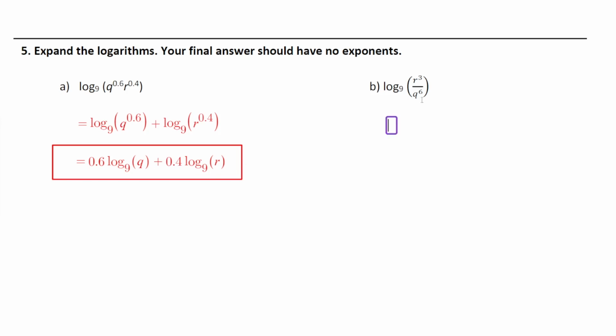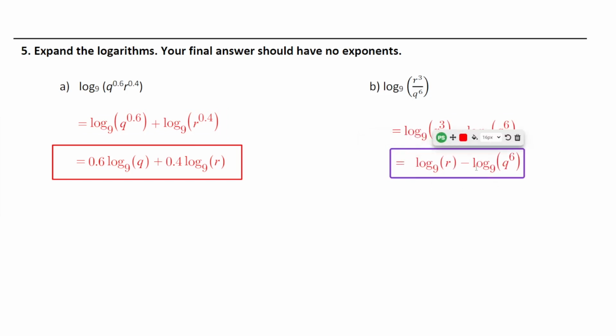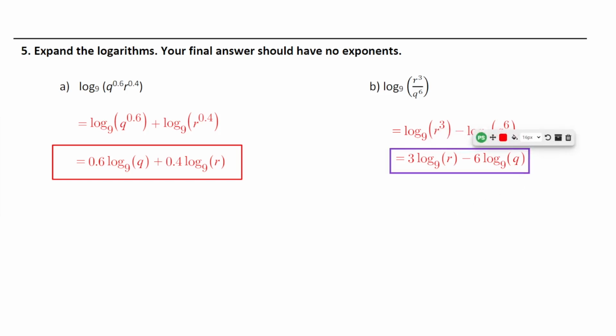Letter B is going to be kind of similar, except we're dividing instead of multiplying. So we're going to use that quotient property. Also log base 9, look at that. So log base 9 of r cubed minus log base 9 of q to the 6th. Right, and then we're going to use the power property, just like we did over here in A. We're going to move these exponents down to be coefficients. So I'm also going to move this power of 6. There we go. Yeah, that's it. So there's your answer for part B.